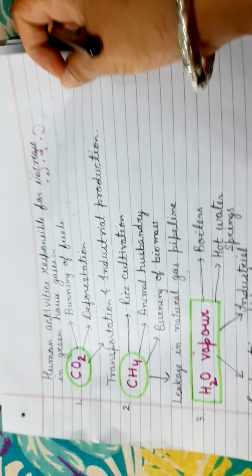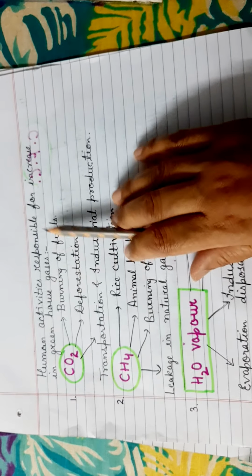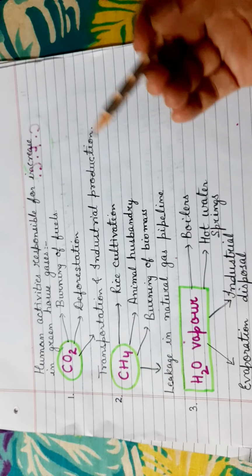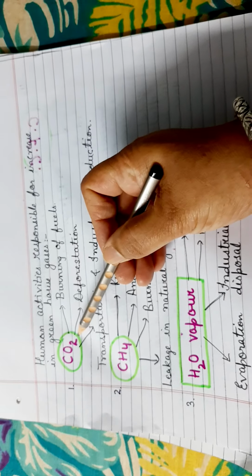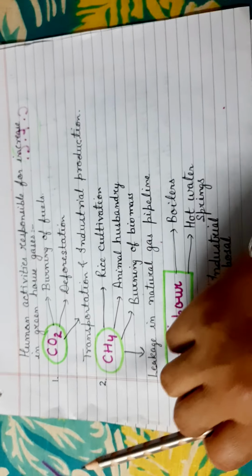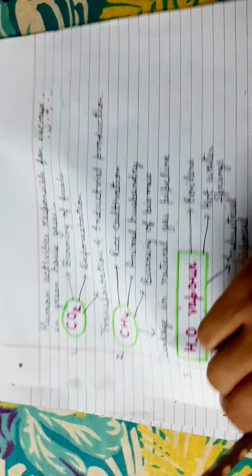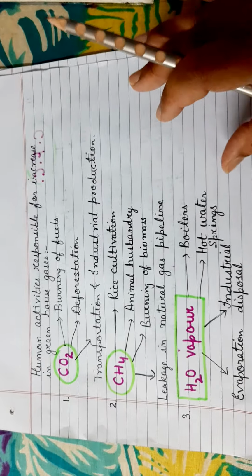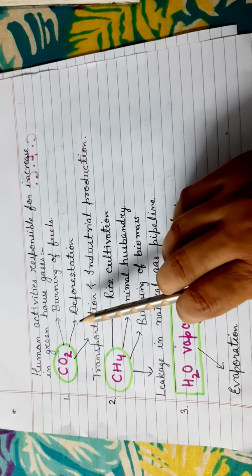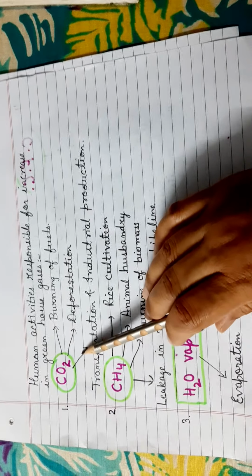Now I move to another topic. Now we are going to see what are the human activities which are responsible for this increase in the greenhouse gases. If you remember, I had listed the greenhouse gases: carbon dioxide, methane, water vapor, and the fourth one was CFC, that is chlorofluorocarbons. Normally these are present in the Earth's atmosphere, but in restricted amounts. Let us look at what activities cause an increase in these greenhouse gases.